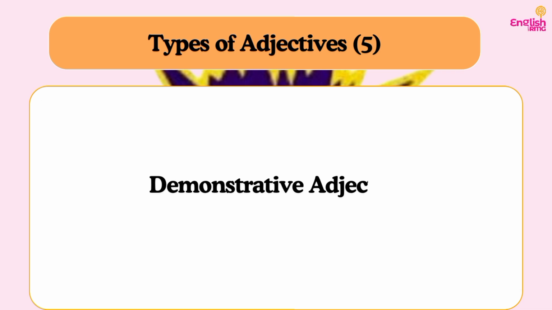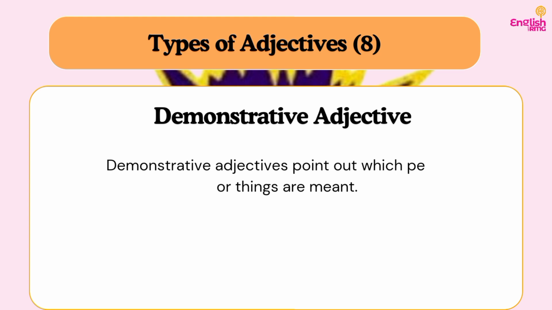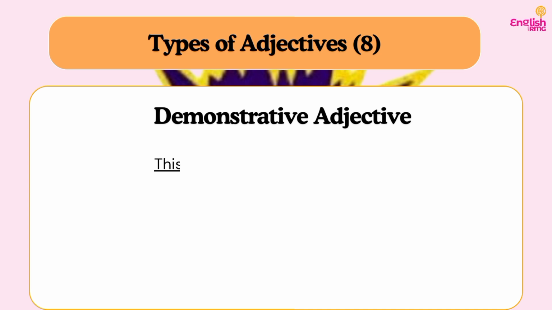So let's move on to the next type of adjectives, which is what? Demonstrative adjectives. So we've learned proper adjectives, we've learned adjectives of quality, we've learned adjectives of quantity. So now we're moving on to demonstrative adjectives. Demonstrative adjectives point out which person or things are meant. So examples include this, that, these, those, such, etc. So it is used to point out which or what exactly am I talking about.